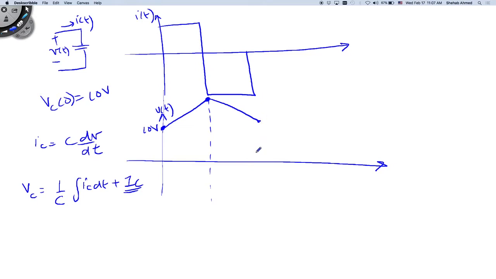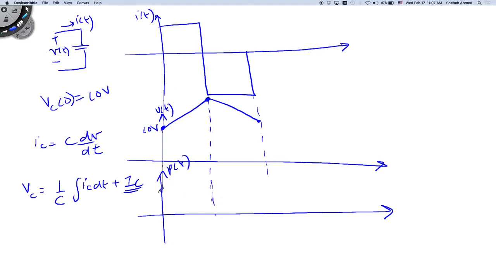Is this what the answer says? The answer is in your book. Yes, this is what the answer says. For V. Now let's look at P. P is just a multiplication of the two, right? So P of t is, so this until, so it looks like this, right?